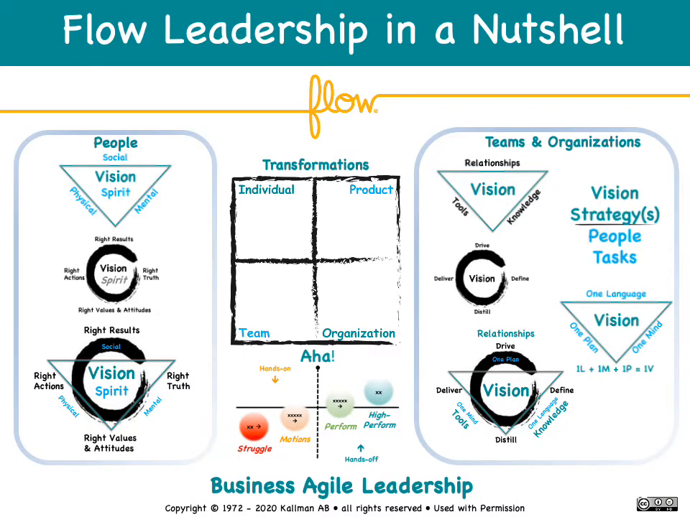For the flow leadership, on the left-hand side is the people portion. We've got the first triangle with the mental, physical, and social, with the person's vision, spirit in the middle. This has a very interesting base and starting point. This was first brought forward by Ted as early as 1972.